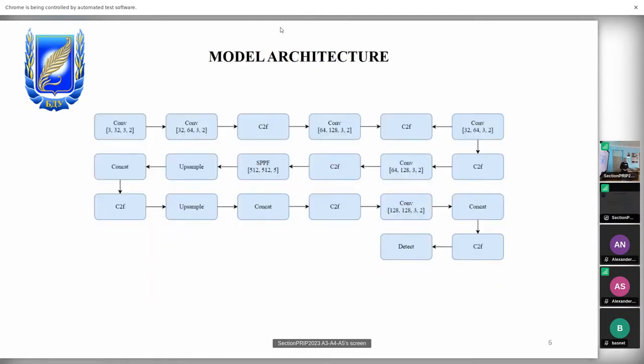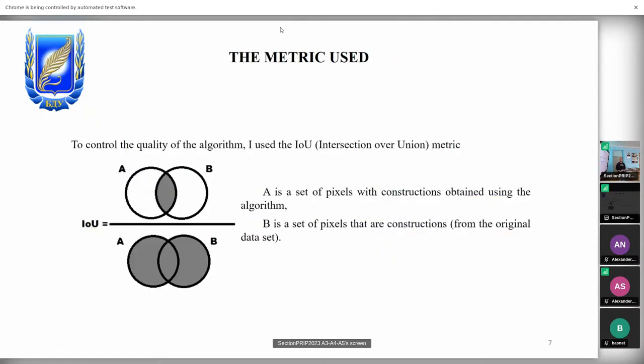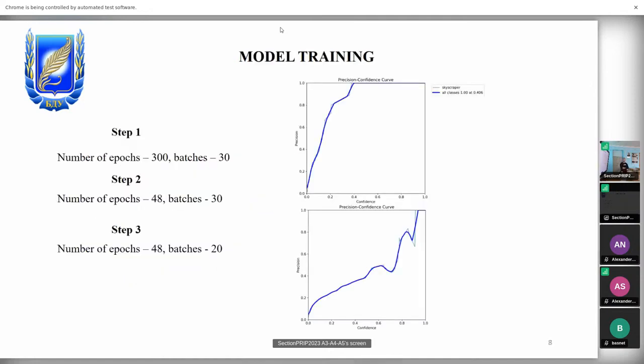This is my architecture model. You can see this usual YOLO iteration. Metric is IOU, direction over union. Direction over union is my metric to control the quality of now model training. For the first step, I use canvas efforts and associated matches.